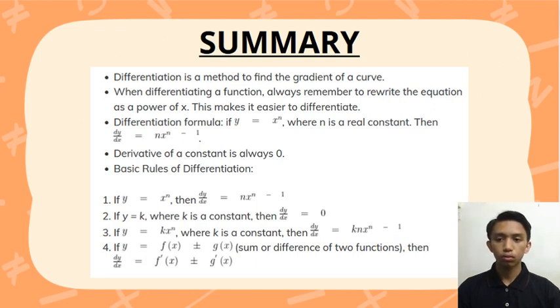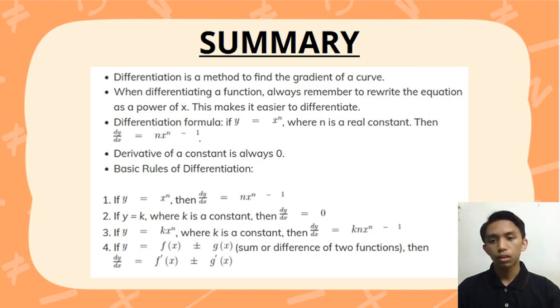Basic rules for differentiation. Number 1: if y equals x power n, then dy over dx equals nx power n minus 1. 2: if y equals k, where k is a constant, then dy over dx equals 0. 3: if y equals kx power n, where k is a constant, then dy over dx equals knx power n minus 1.